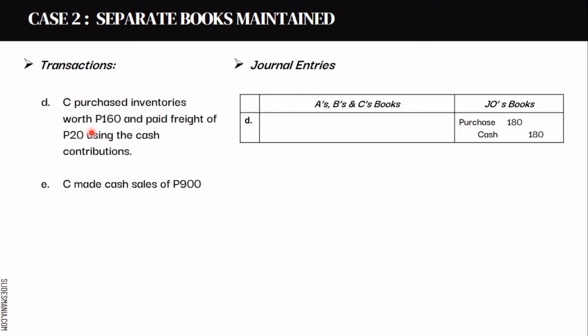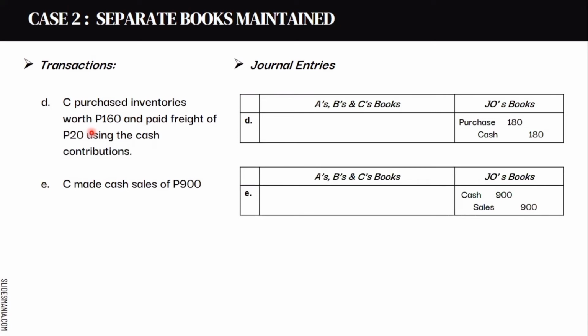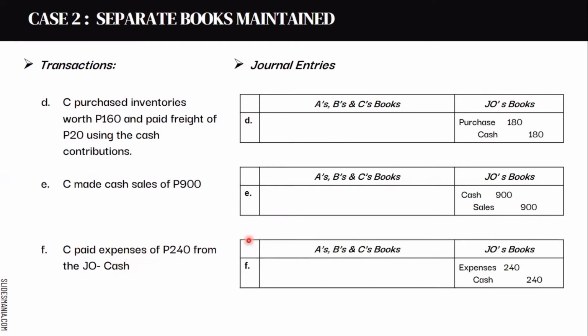So our journal entry there, in the books of the joint operation, debit cash of 900, received money, and then credit sales of 900. So transaction F, C paid expenses of 240 from the JO cash. It doesn't mean the account title used is JO cash; he is just saying that the money of the joint operation was used to pay the expenses. So in the JO books, debit expenses of 240 and credit cash of 240. In the books of A, B, and C, no entry there.